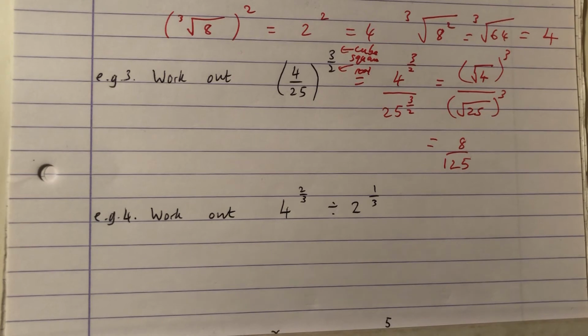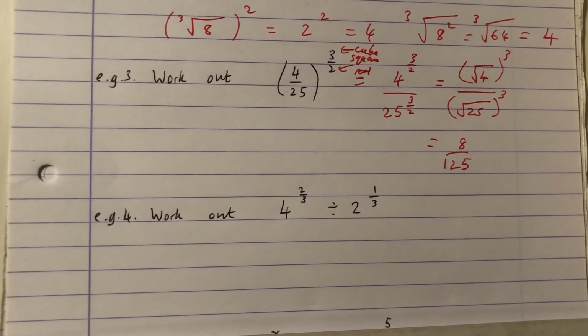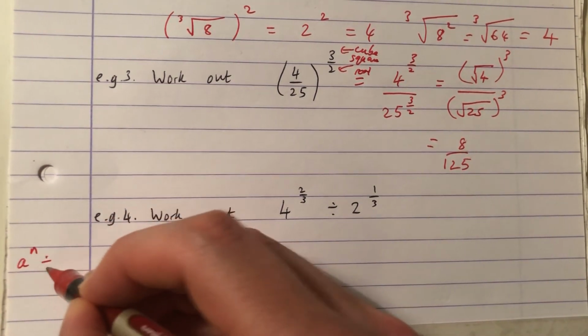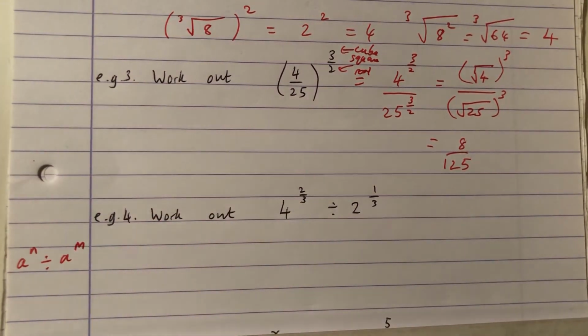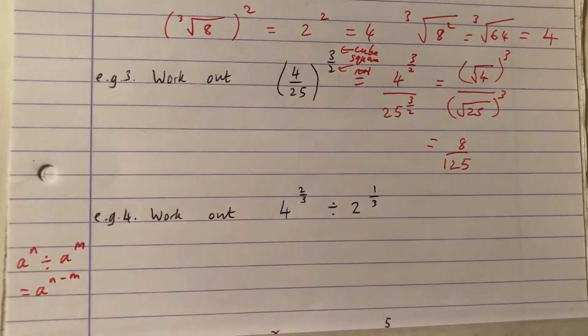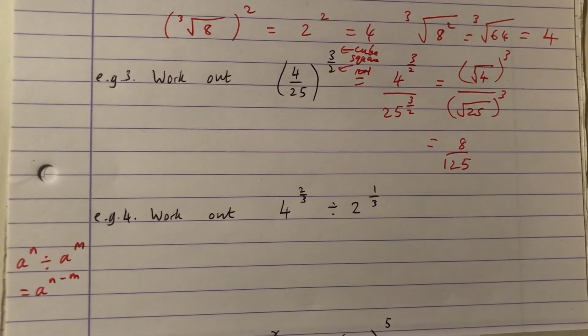Okay, easy number 4. Work out the following. Now, you've got numbers in index form, and you have been taught in year 10 a rule about dividing numbers in index form. And it's a division rule called a to the power of n divided by a to the power of m is equal to a to the power of n subtract m.